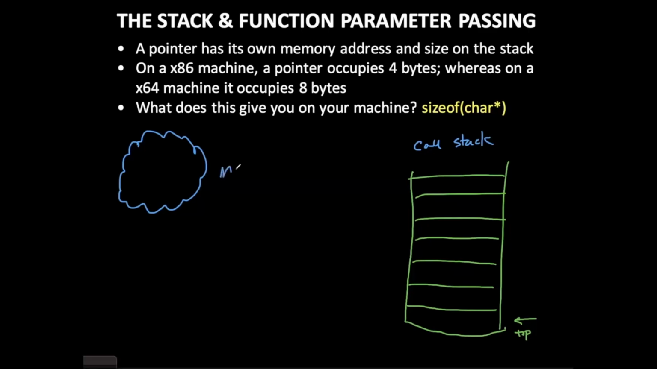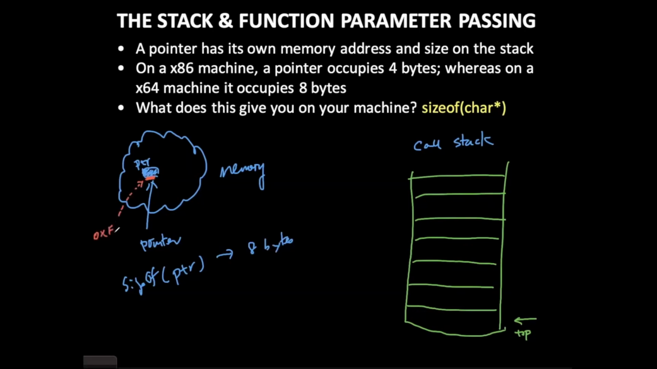Let's talk about pointers. This is the memory cloud inside your computer, and your pointer may be occupying this particular space. Since a pointer is an object at runtime, it itself has its own memory address and a size on the stack. If you look at this entire block occupied by this pointer, the size of this pointer could be ascertained by way of sizeof, whatever this pointer is. Let's say ptr. On a 64-bit computer, it usually comes to 8 bytes. And this pointer, by virtue of sitting inside this memory, also has its own memory address. Let's say this memory address is 0xFA2.